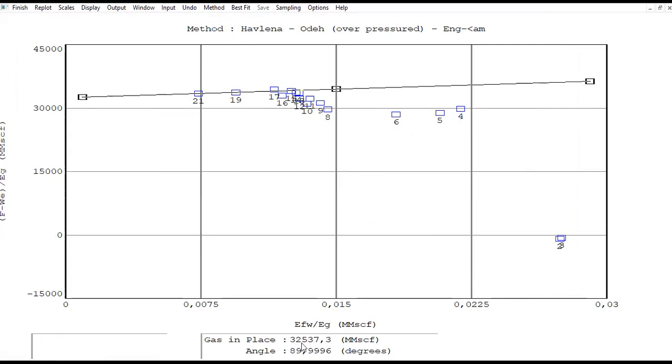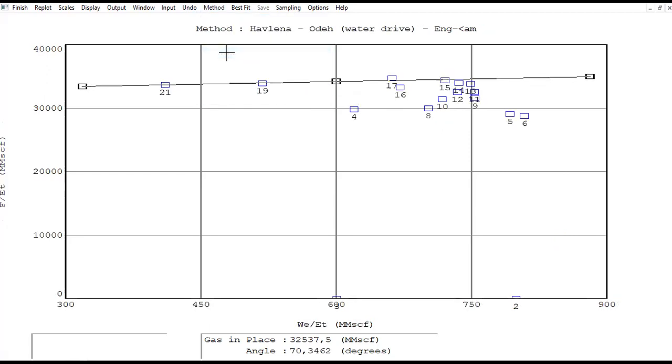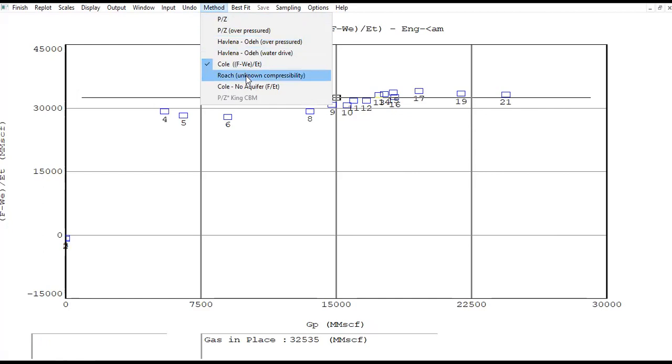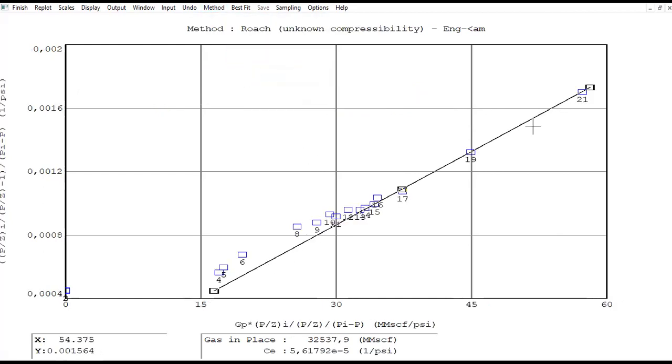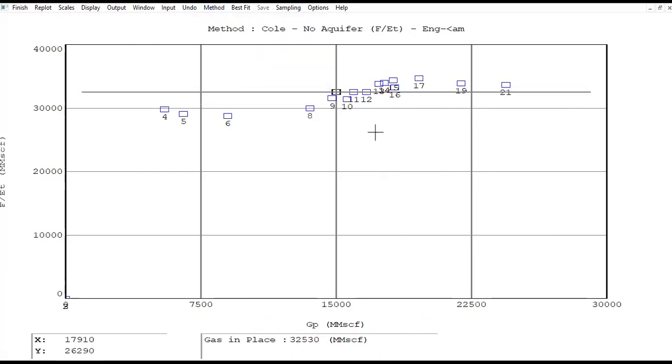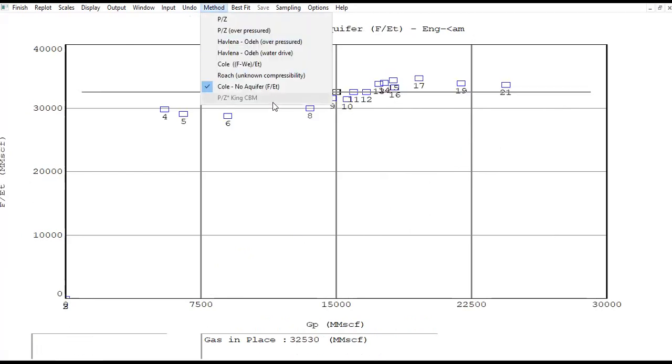But they gave more or less the same gas in place. That's the good news. Okay, Havlena-Odeh for water drive. There is some deviation here, but that's okay. Cole, quite good, right? Roach, also quite good, except in this condition, but that's okay. Cole, no aquifer. And yeah.